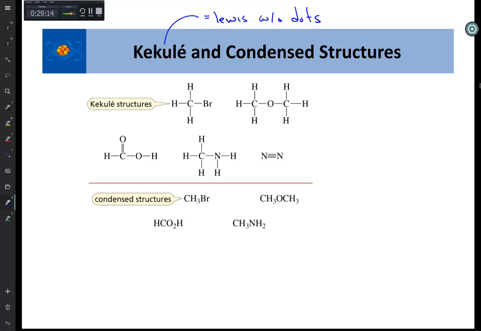Now the dots are important when we do chemical reactions. If the electrons are involved in resonance, or if they're involved in the reaction as it's taking place, we will draw the electrons in. But how many of you like drawing all those dots?